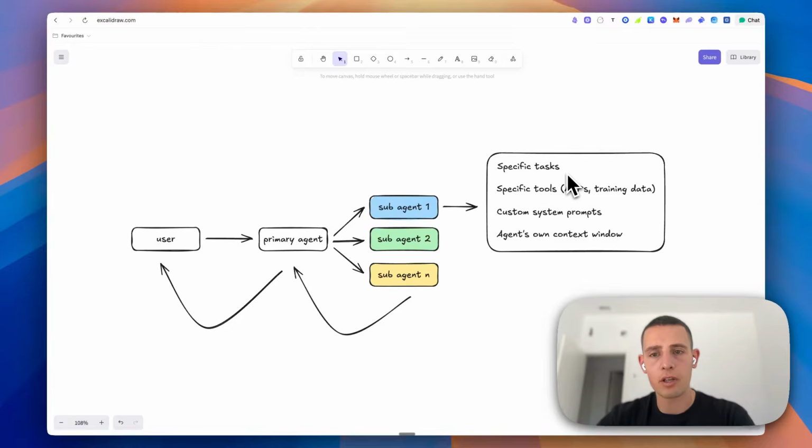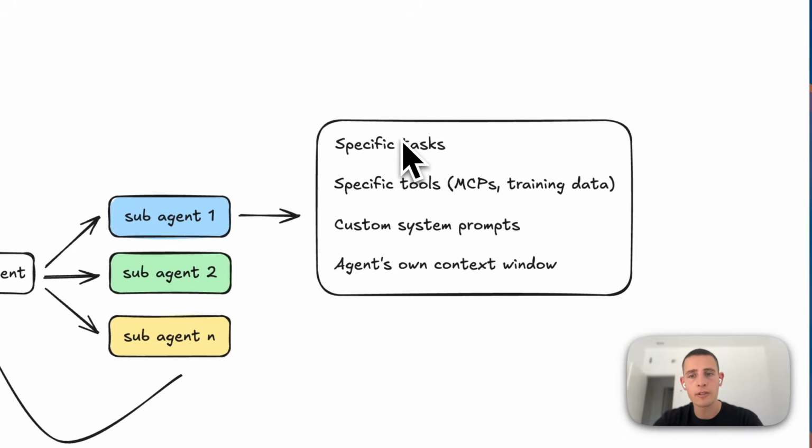So they could be given specific tasks or workflows, tooling, and this is super important. They can access, for example, certain MCPs that better enable them to do their job. Maybe it's Perplexity for research or Firecrawl for web scraping. And then also training data. So if you want it to have deep knowledge on a particular domain, it can have that.